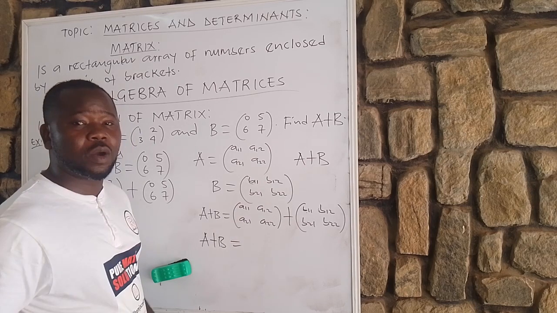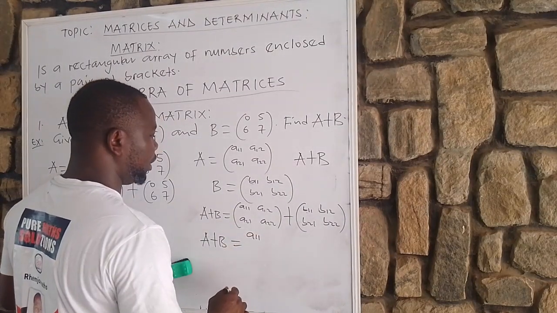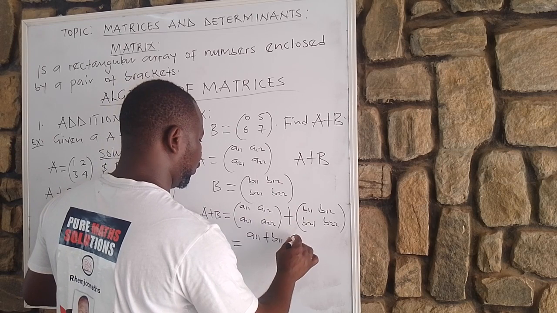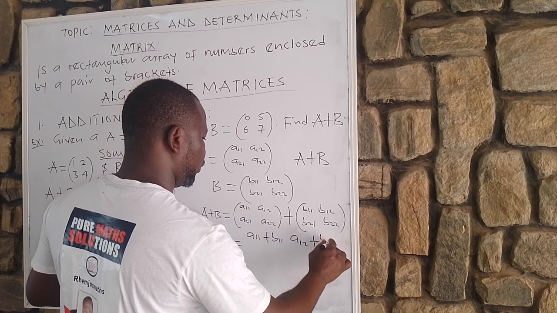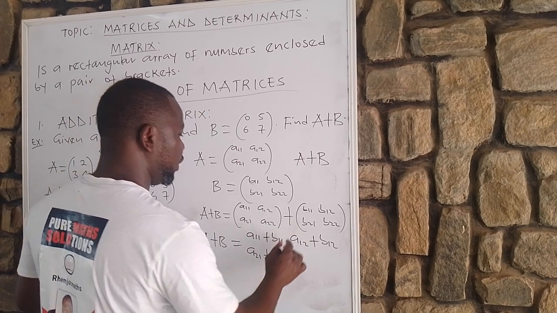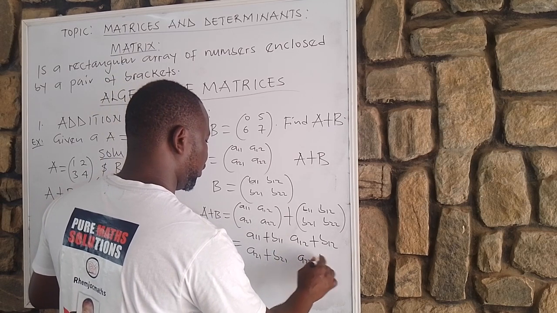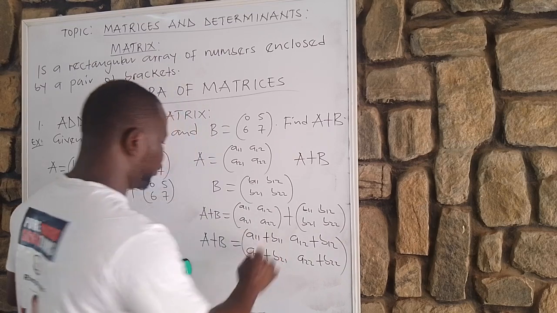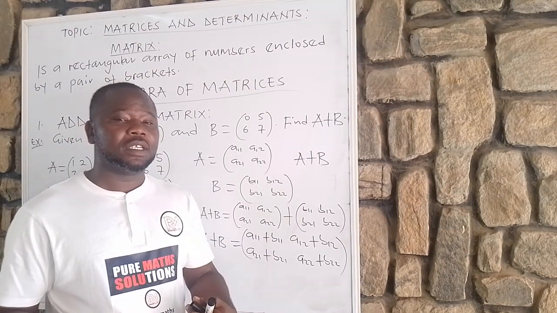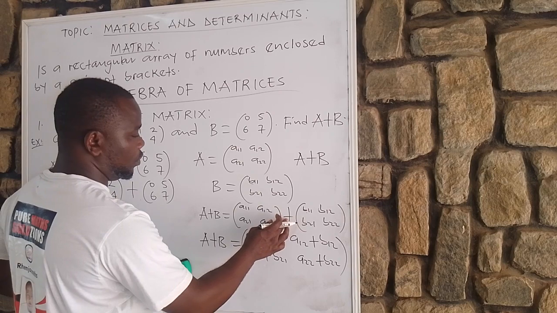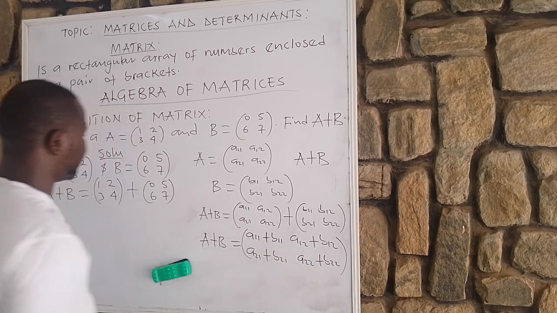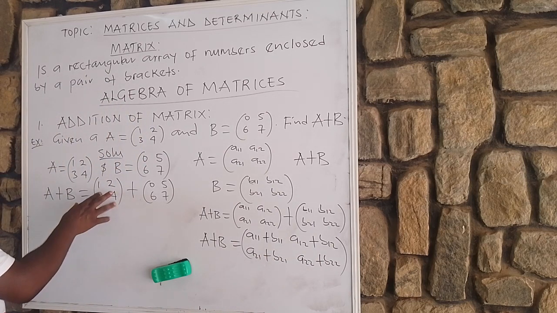So our A plus B will now be equal to A11 plus B11, then A12 plus B12, then A21 plus B21, then A22 plus B22. This is how to add a given matrix. Even if you are asked to subtract a given matrix, in between them will be minus: here is minus, here is minus, here is minus.